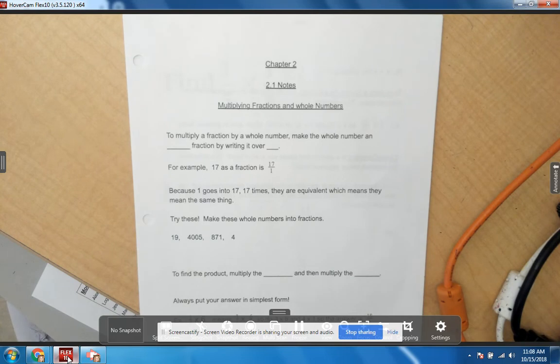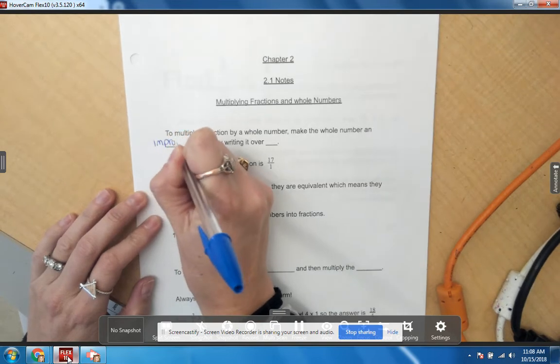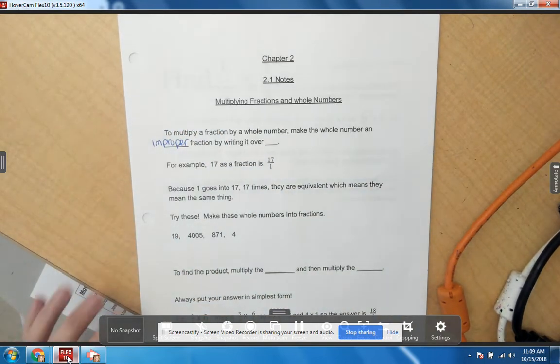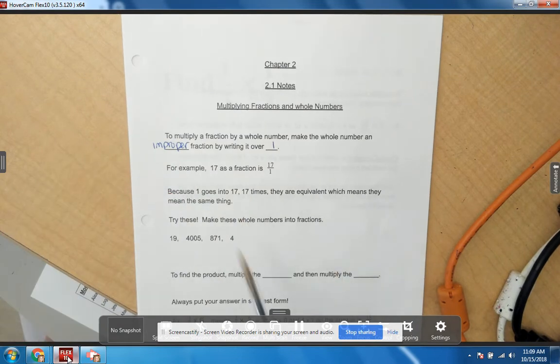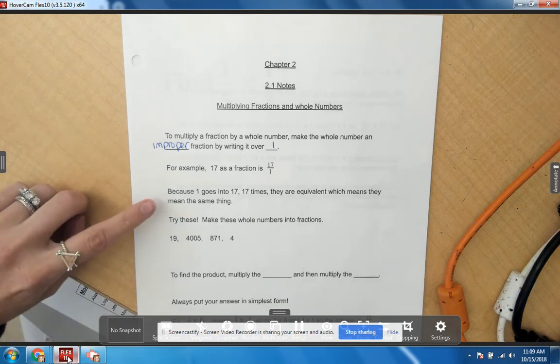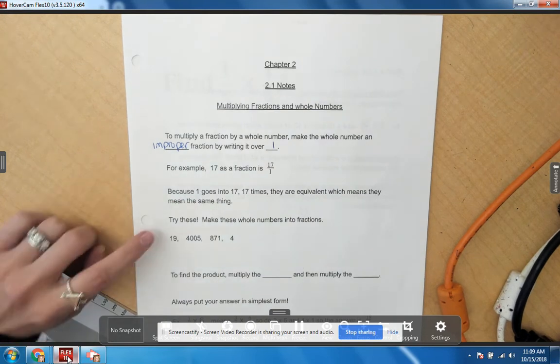To multiply a fraction by a whole number, make the whole number an improper fraction. So make sure you write this with me by writing it over 1. For example, if you have the number 17, it's a whole number and you want to write it as a fraction, all you do is write it as a fraction over 1. So 17 over 1. And because 1 goes into 17 17 times, they are equivalent, which means they mean the same exact thing. So I want you to try these.